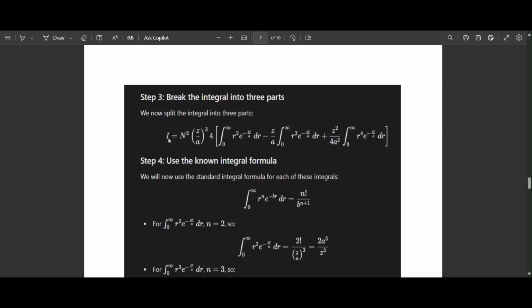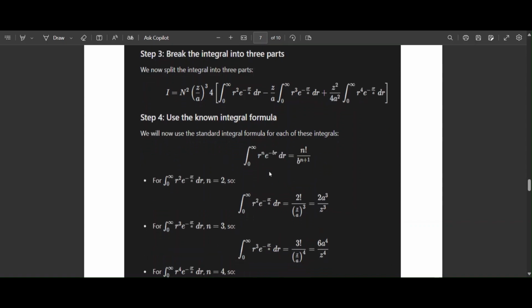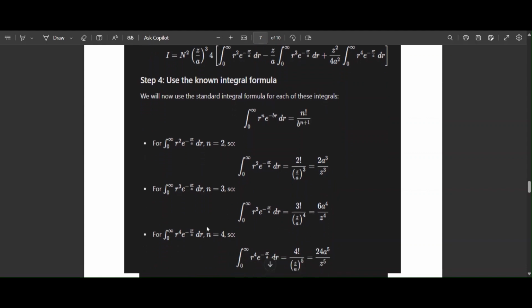We take it as I, and I eventually is equal to 1. We all know that, right? Now you can take these things out and separately find their integrals from the formula that we used in the case of 1s: integration from 0 to infinity of r to the power n, e to the power minus br, dr is equal to n factorial by b to the power n plus 1. So for this first term, this is again 2a cubed by Z cubed. For this term, you get 6a to the power 4 by Z to the power 4, and when you apply the same formula to the third term, you get this.